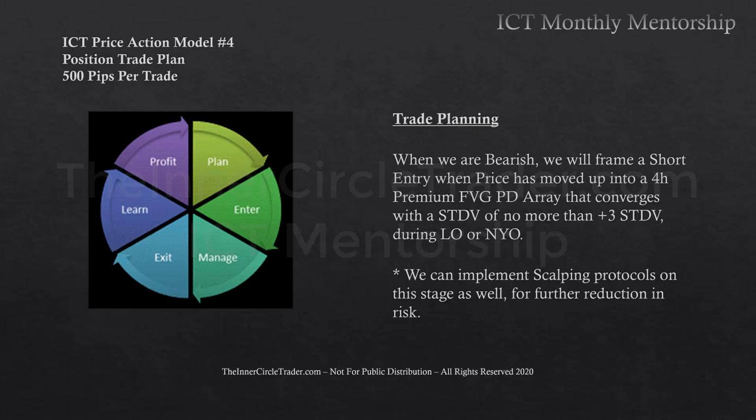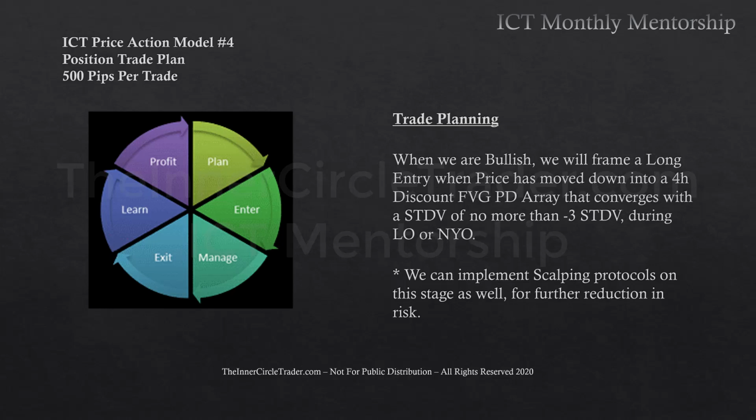What do I mean by that? You can go into the scalping trade plans and that model and plug it in right here to help refine the risk down to the smallest possible 1-minute chart. When we're bullish, we will frame a long entry when price has moved down into a 4-hour discount fair value gap PD array that converges with a standard deviation of no more than -3 standard deviation during London Open or New York Open. We can implement, again, as I mentioned in the previous slide, the scalping protocols at this stage for further reduction in risk.